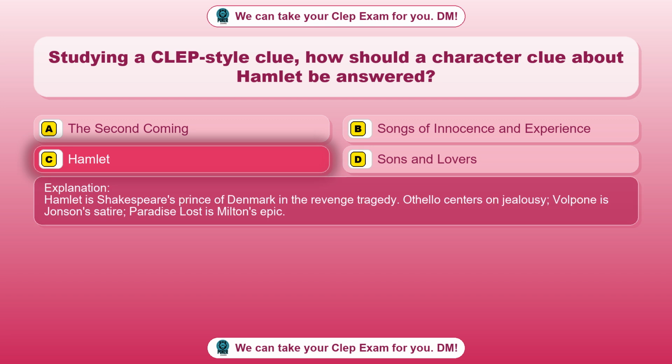Hamlet is Shakespeare's Prince of Denmark in the revenge tragedy. Othello centers on jealousy, Volpone is Jonson's satire, Paradise Lost is Milton's epic.